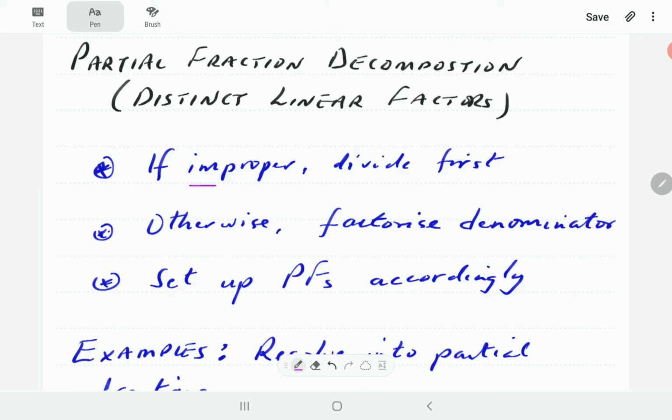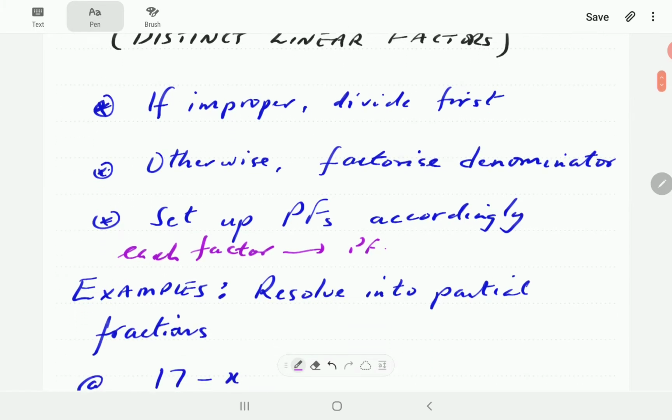Here is the outline of what was discussed there in detail. If the fraction is improper, we first divide it, and then we resolve into partial fractions the remainder bit. Otherwise, if it's proper, we factorize the denominator and we set up the partial fractions accordingly. For distinct linear factors, we said that each factor is going to have a corresponding partial fraction.